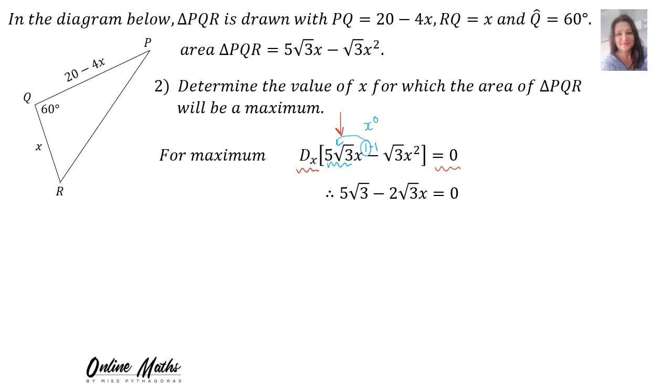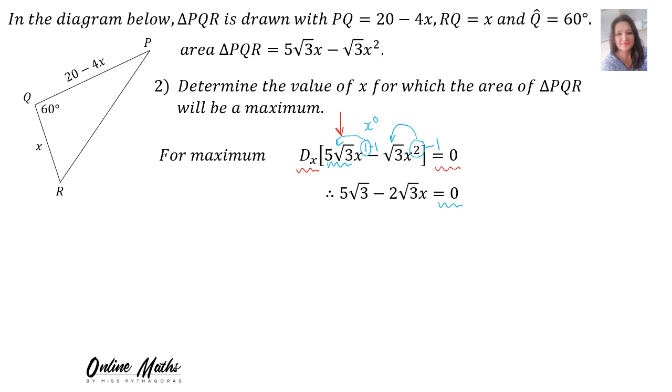The second term, the minus root 3x squared, when we differentiate that one, we will take the 2, it will go to the front, it finds minus root 3 and it multiplies with it, so it becomes minus 2 root 3, and then we subtract 1 on the x's exponent. So therefore 2 minus 1 is just 1. So that term becomes minus 2 root 3x. Everything equal to 0. Why? Because maximum minimum differentiate equate to 0.